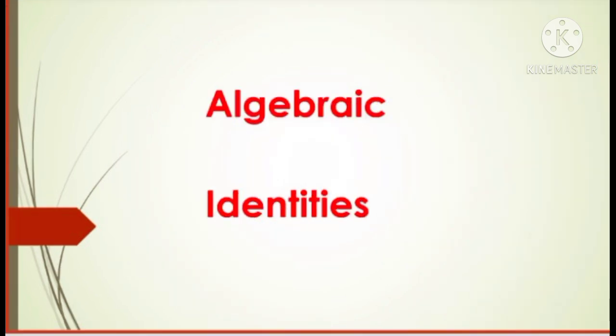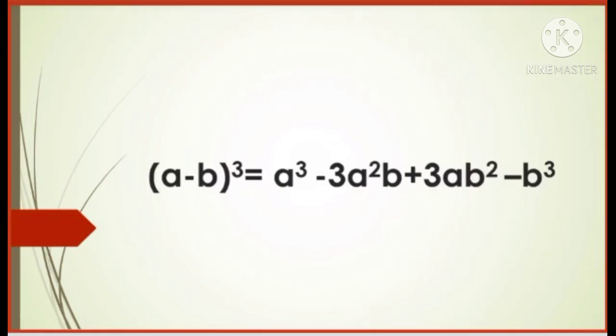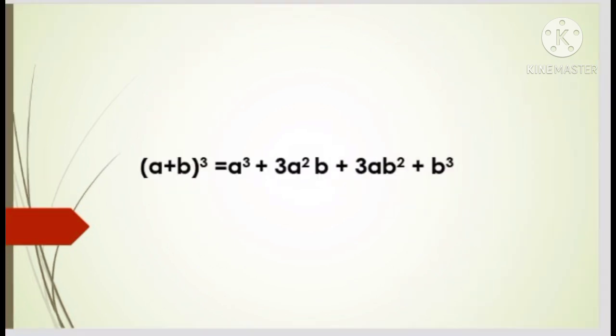In the last session, we have learnt about some algebraic identities and related problems. The algebraic identities are a minus b the whole cube is equal to a cube minus 3a square b plus 3ab square minus b cube, and a plus b the whole cube is equal to a cube plus 3a square b plus 3ab square plus b cube.